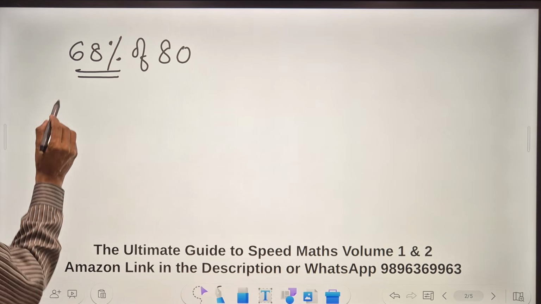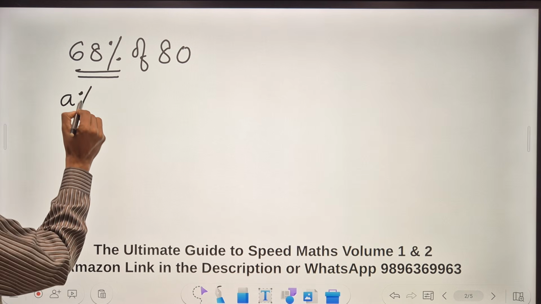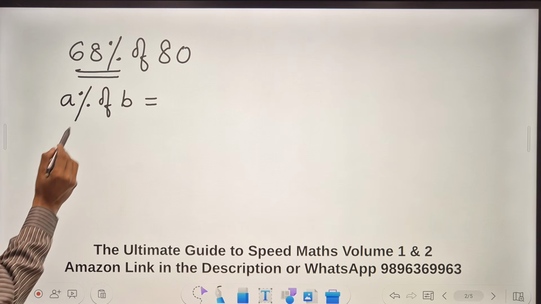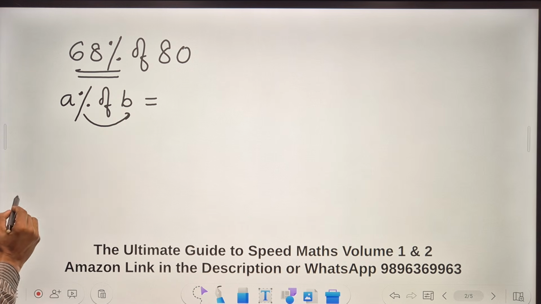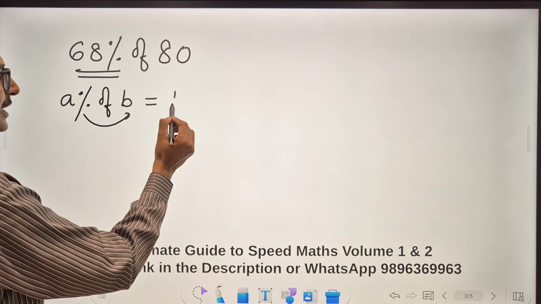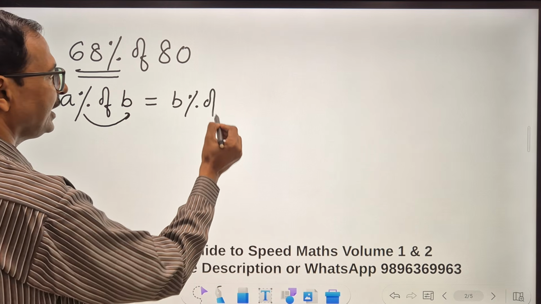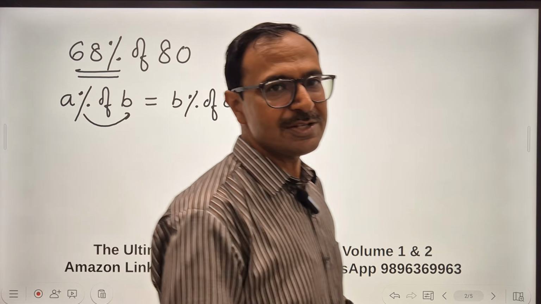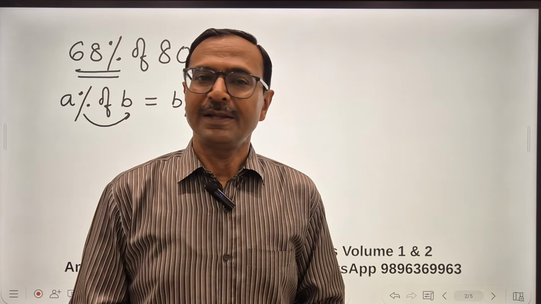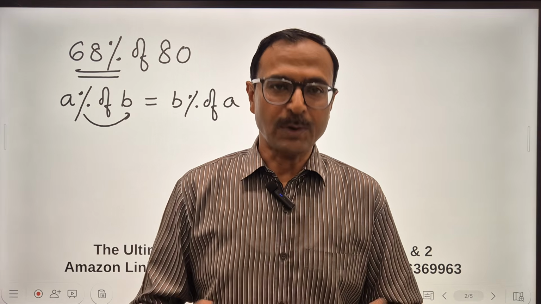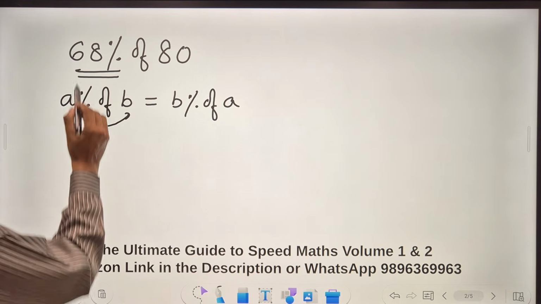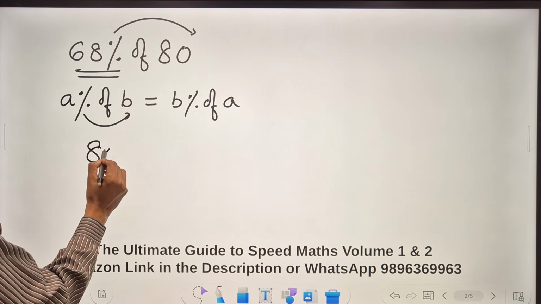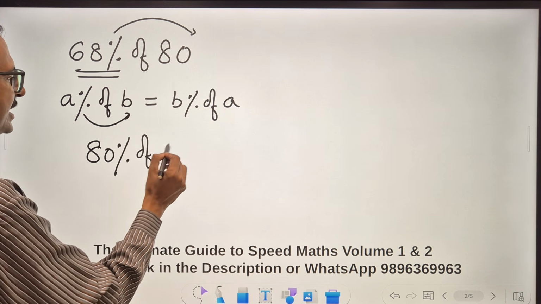Yes, I mean it. So what is the concept? The concept is, whenever you do a% of some number b, you can actually swap the percentage sign and put it on b. So it is b% of a. Both these are actually same, and once you know that these are same, the percentage question is not going to be a problem for you. How? Let's swap the percentage sign. 68% of 80 becomes 80% of 68.